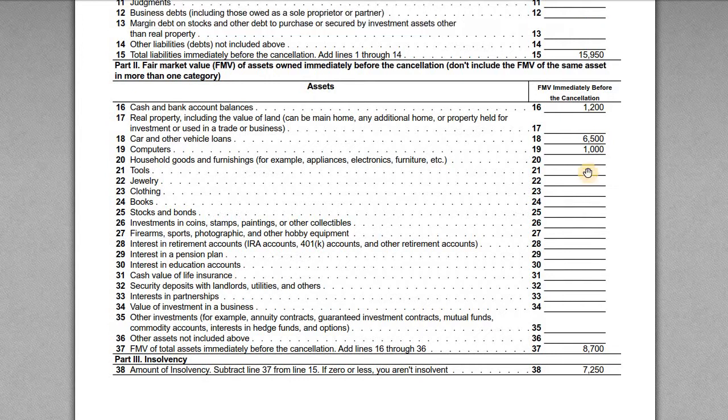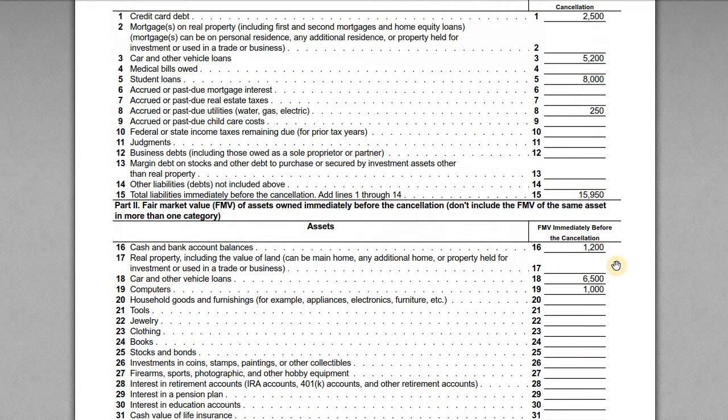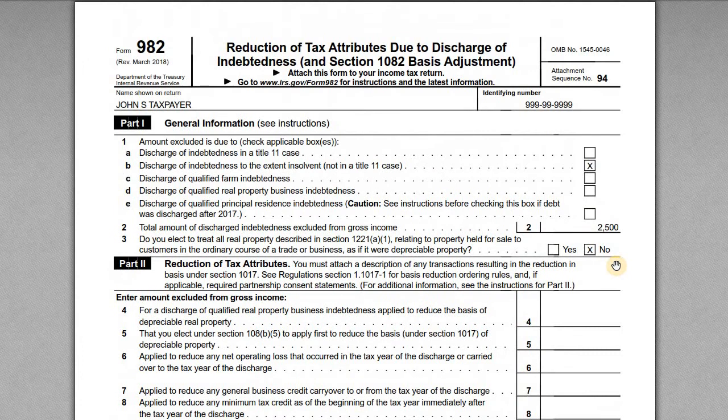So in John's case here, he's got $15,000 in liabilities. His assets are only $8,700. So he is insolvent to the tune of $7,250. That is his net negative equity position. Okay, so he's insolvent, so he qualifies, right? So what does he have to do?